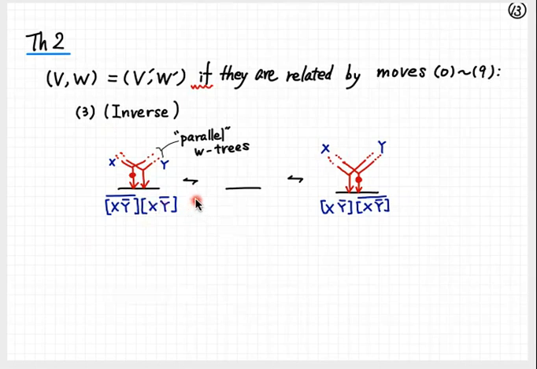So this observation gave us the proof of this assertion, which means this move. Okay. This is also trivial. So this observation gives us the proof of this assertion.